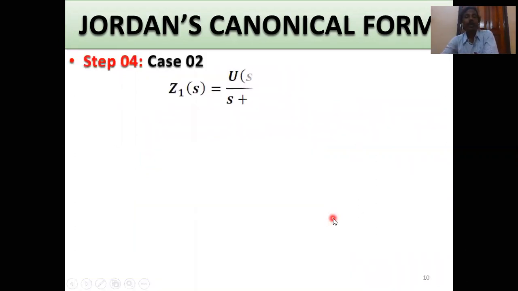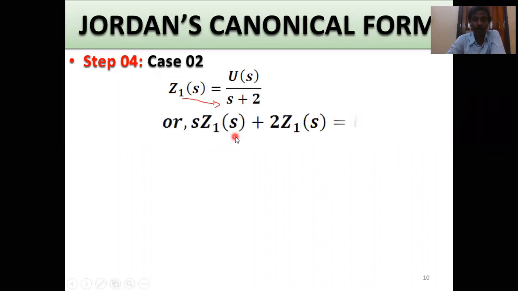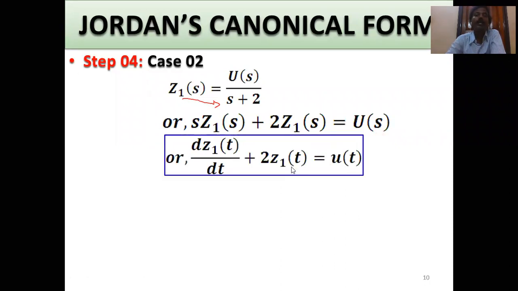Then step number 4, case 2. What is case 2? Z1(s) equals U(s) by s plus 2. Again cross multiplication: Z1(s) into s, Z1(s) into s plus 2 into Z1(s) equals U(s). Again taking the inverse Laplace transform, we get U(s) equals U(t) and Z1(s) equals Z1(t).